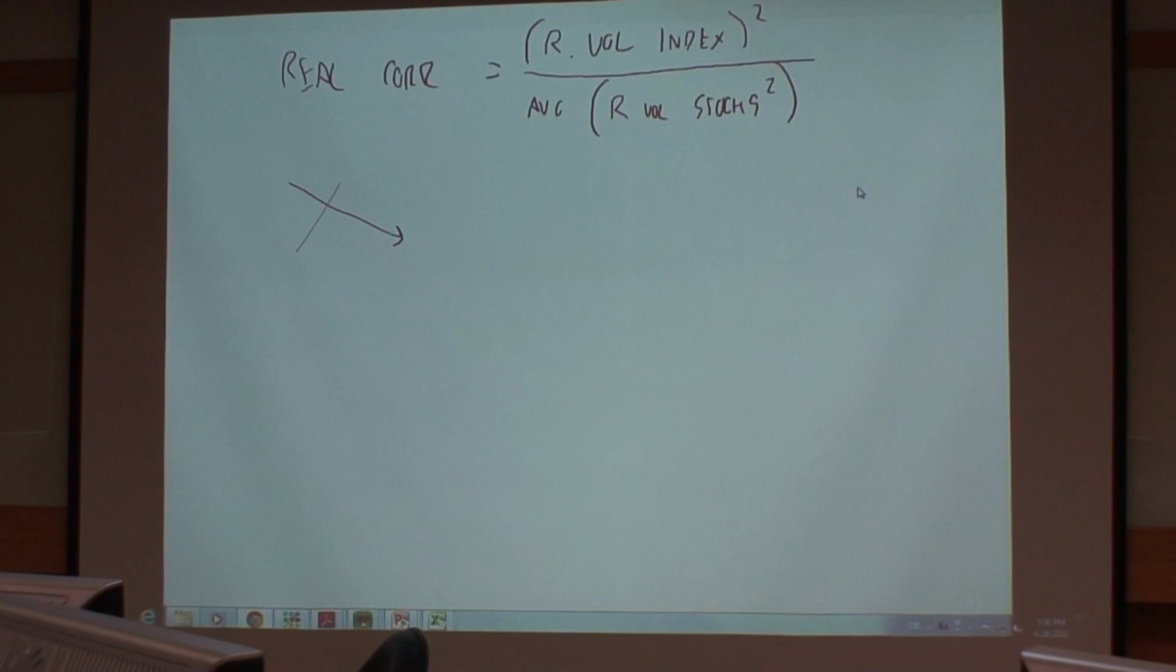So the idea, I am short index options. So I want the realized volatility in the index to be as low as possible, because I'm short index volatility, so I don't want the index to move. At the same time, I'm long volatility in the stocks. So these I do want to move. So I want the index volatility to be as low as possible, and the stock volatility to be as high as possible. So ideally, I want my realized correlation to be as low as possible.